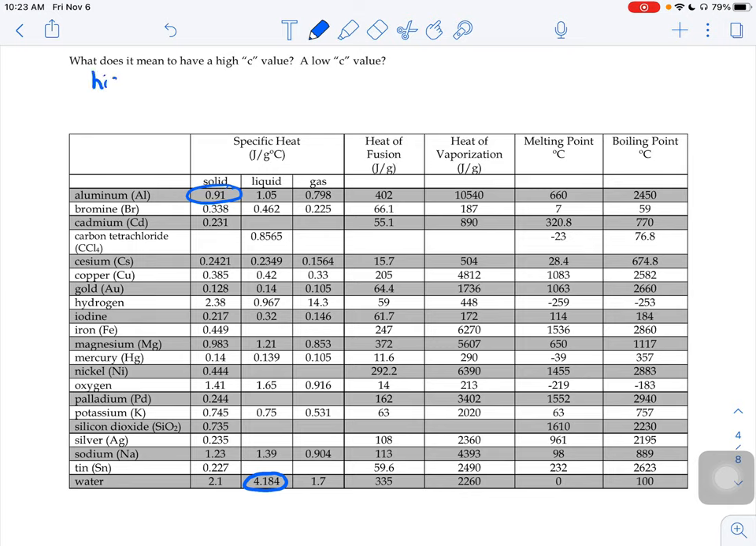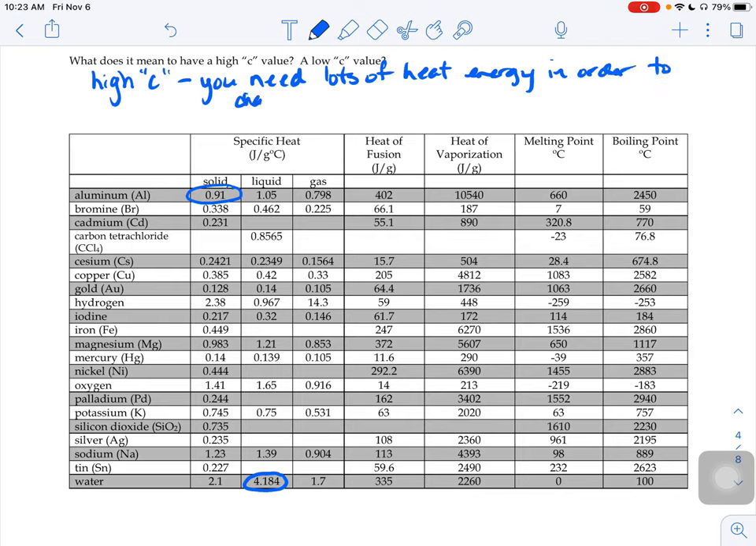So a high C means you need lots of heat energy in order to change the temperature. You have to put in heat and heat and heat, and then the temperature goes up by 1 degree. And then you put in lots of heat, lots of heat, some more, and it goes up by one other degree.